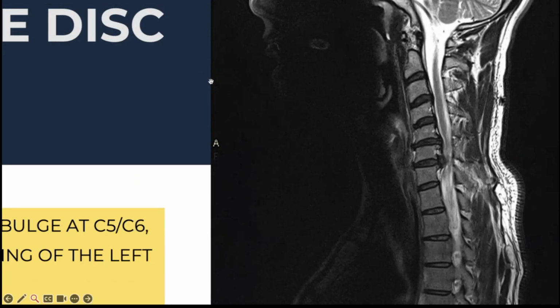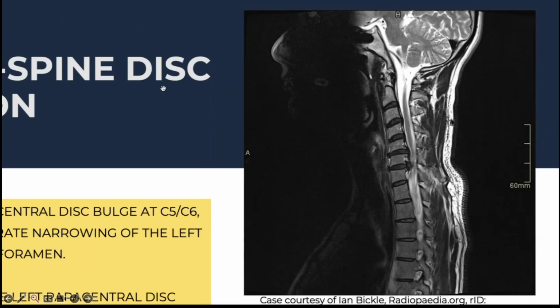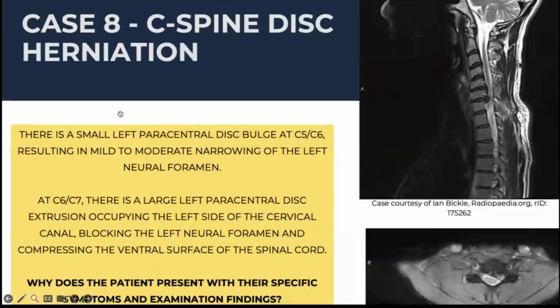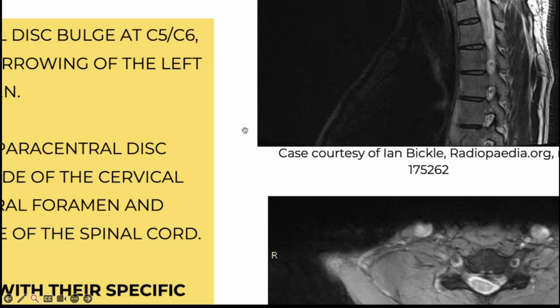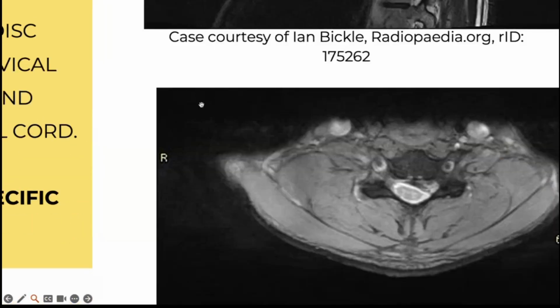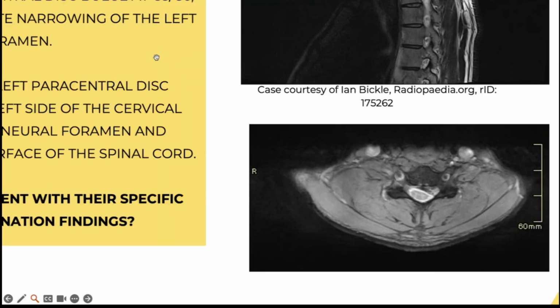So you've got a little bit of extrusion between C5 and C6, but then you have significant extrusion of that disc herniating into the spinal canal at C6 over C7. So yeah, there's a large left paracentral disc extrusion occupying that left side. So you can see it on here as well. If I was to zoom in, you can see this area here. You can see it compressing that spinal cord in the middle.